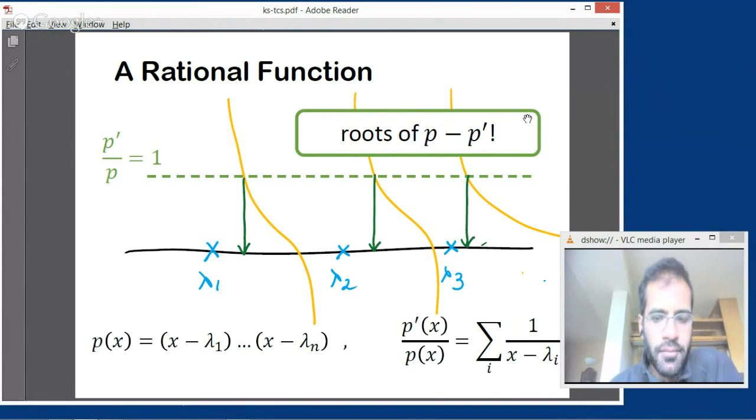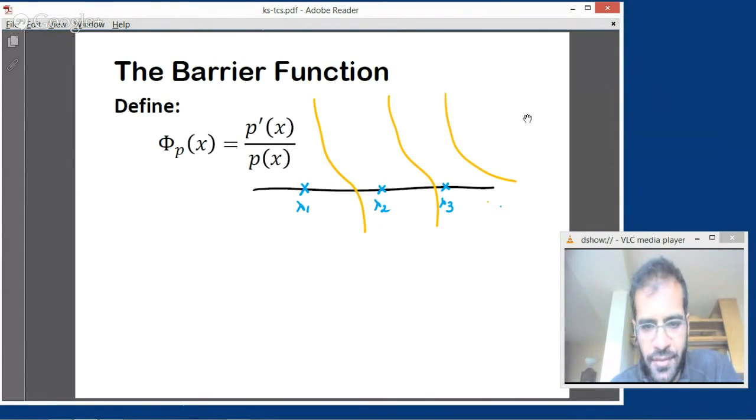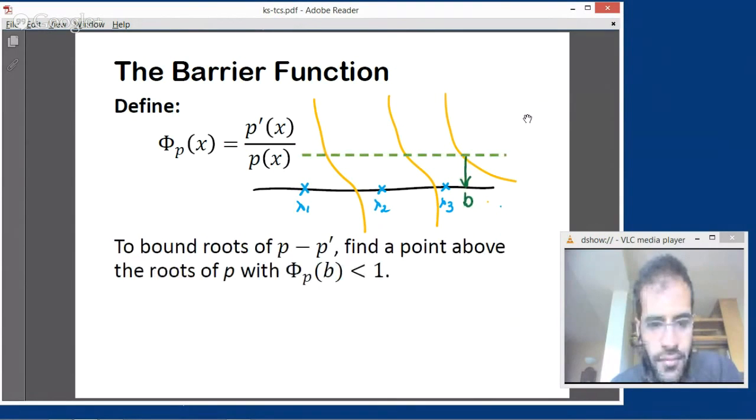Okay. So the basic concept is that looking at the level sets of this rational function tells me about the roots of p minus p prime. I'm going to call this the barrier function, p prime over p, but it also has many other names. It can be called the Stieltjes transform or the logarithmic derivative. It's a very natural rational function. And I'm going to observe that this rational function gives me a way to find an upper bound on the roots of p minus p prime given the roots of p.